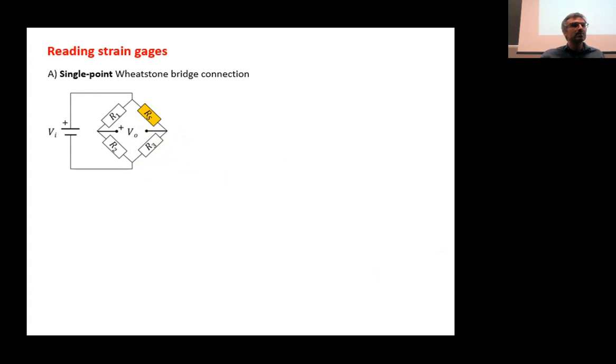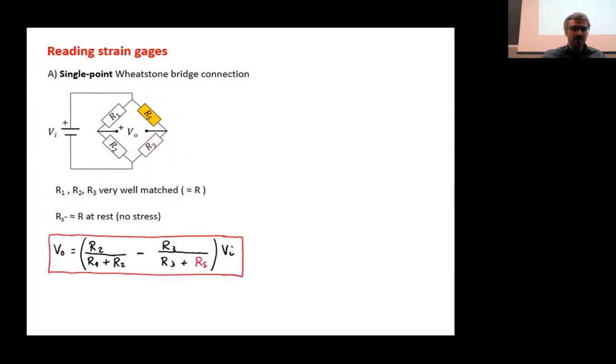Is everything clear about this arrangement? Of course, it's good to have zero reading whenever everything is unstressed. There's no force applied, and all these resistances are the same. And also the resistance of the gauge is the same as the fixed resistors. And if we do this simple computation, computing the voltage divider for this point, that is this, and the voltage divider for this point, that is this, we get the expression of the output voltage for the variation in resistance of the gauge.